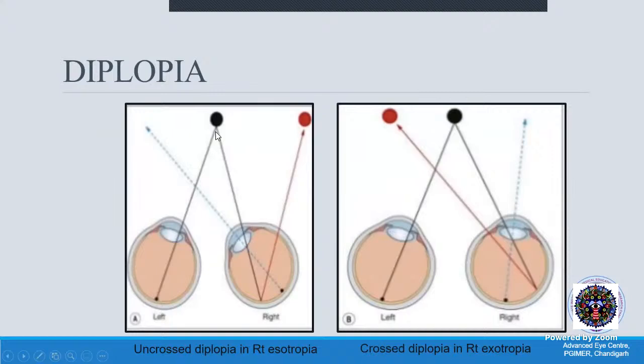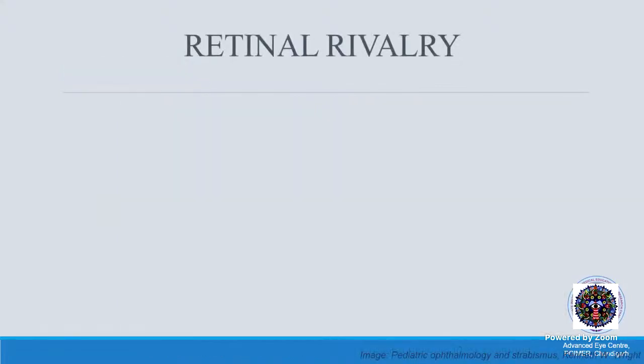So you see two images corresponding to the same side. Same side is uncrossed diplopia, and crossed diplopia is when the image is seen on the opposite side. Remember, we are talking about fields and then we are talking about retinae. So temporal retina will stimulate the nasal field and the nasal retina will stimulate the temporal field. Once you have understood it, you might as well learn that uncrossed is in ESO and crossed is in EXO. The third adaptation that we need to understand is retinal rivalry.